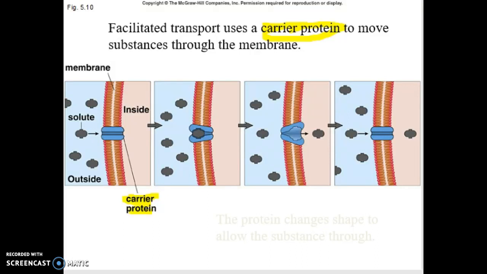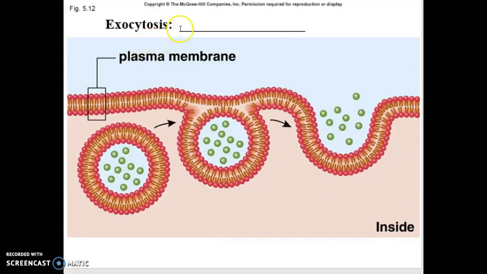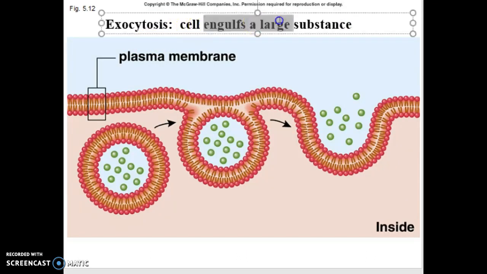Now, here's the cool thing. Exocytosis. With exocytosis, this is when the cell spits out a large substance. It says, I gotta get rid of this. It's too big, and I need to remove it from myself. So let's say it built a protein. Again, what are the protein factories? Or the cell built fats. What are the fat factories?